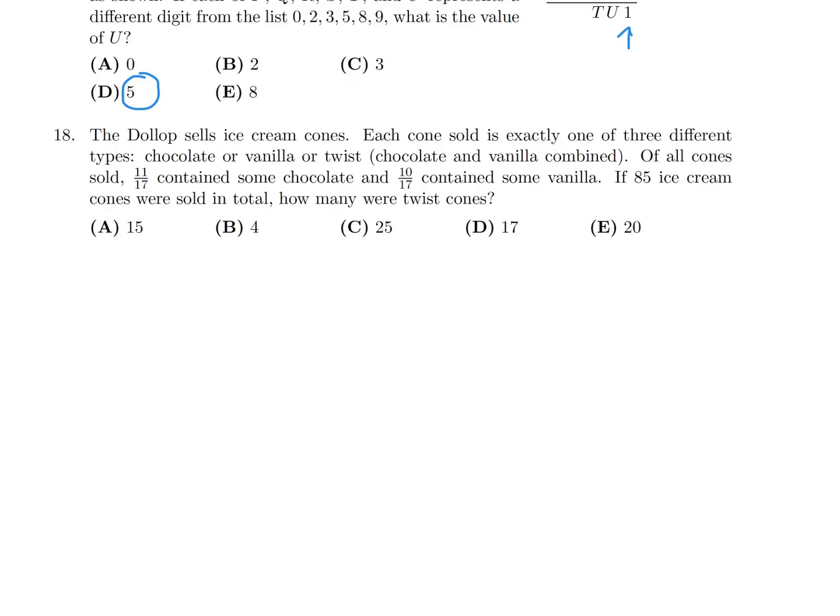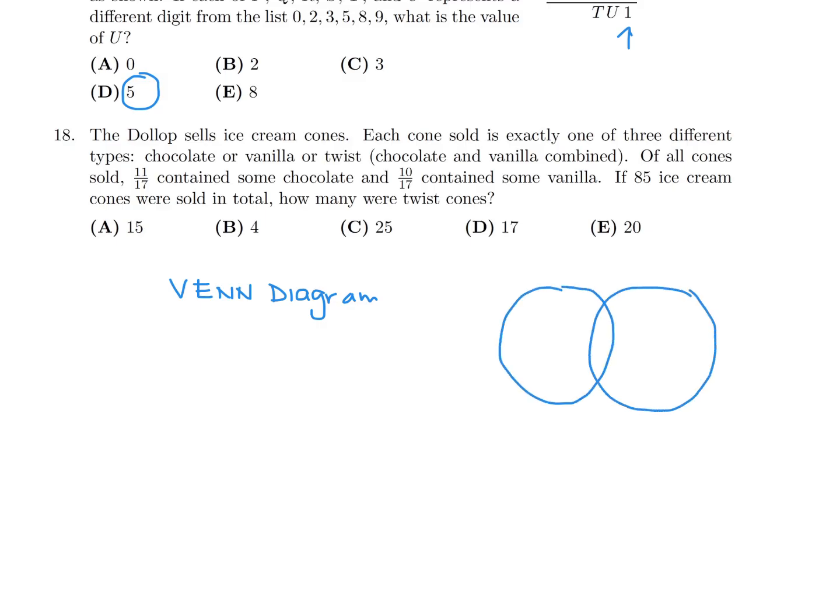Okay. So we got to do what is known as a Venn diagram. Okay. So let's make a couple circles here, and let me explain this. So the first circle is the chocolate circle. The second one is the vanilla. And what's in the middle is the twist. So let's assign some letters here. We'll call this A, we'll call this region B, and we'll call that region C.